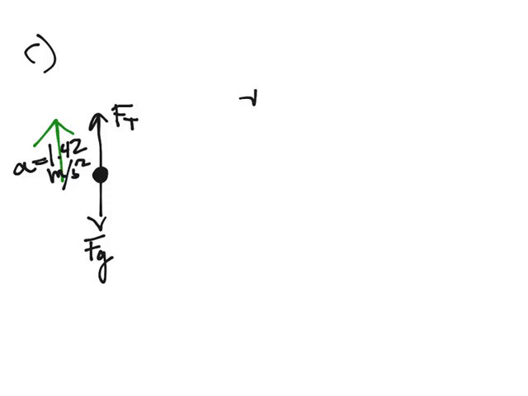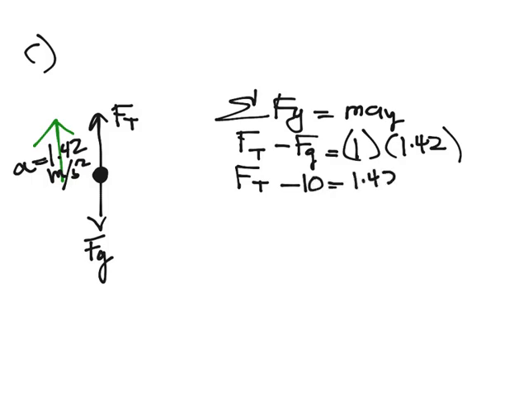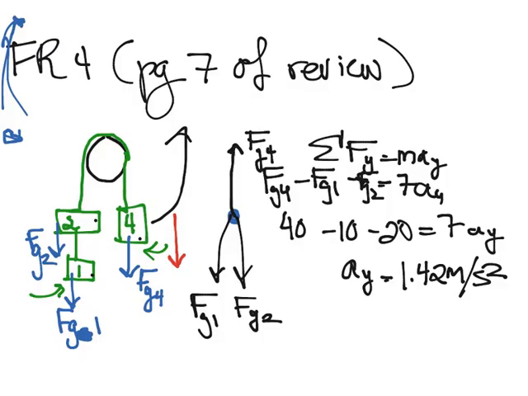So sigma Fy, all the forces in the up-down direction, equals MAy. Ft minus Fg equals MAy. The mass in this case is just 1 for our 1 kilogram object times 1.42. So we have Ft minus Fg, which is 10, is equal to 1.42, and Ft is equal to 11.42 newtons.